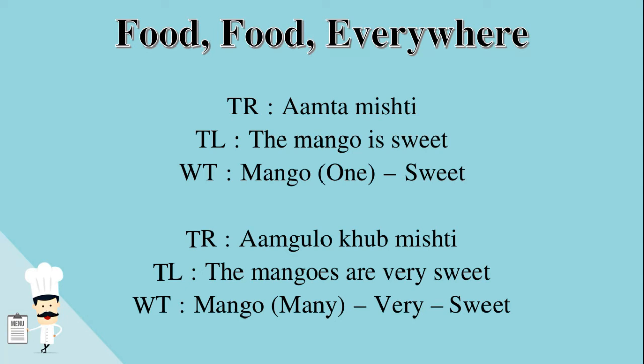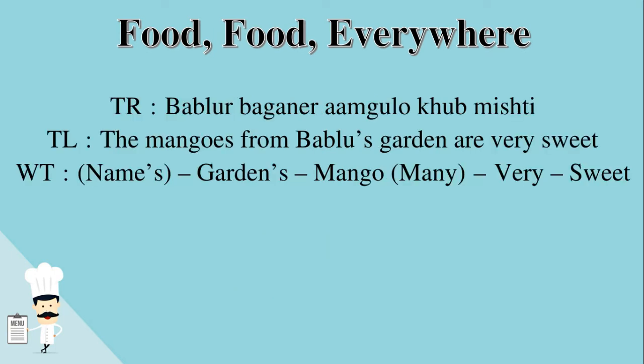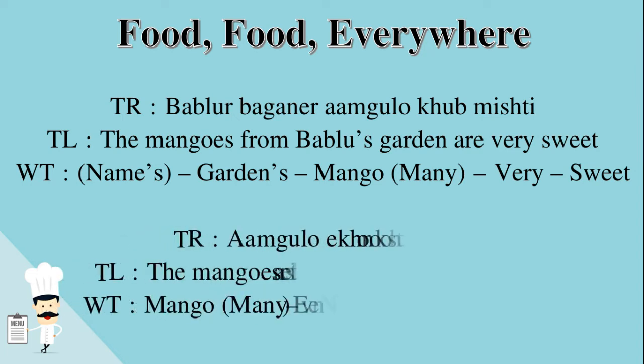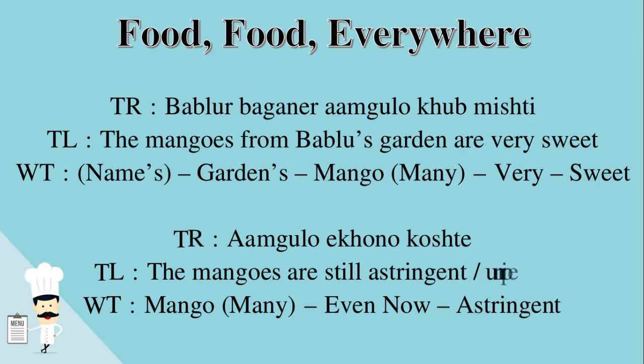So amgulo khub mishti. We can form even longer sentences like Bablur baganer amgulo khub mishti. Bablur baganer amgulo, the mangoes from Bablu's garden, khub mishti, are very sweet. Amgulo ekhono poshte. So you can also add time words here in the sentences. The mangoes are still unripe, or the mangoes are still astringent in taste. Amgulo ekhono poshte.